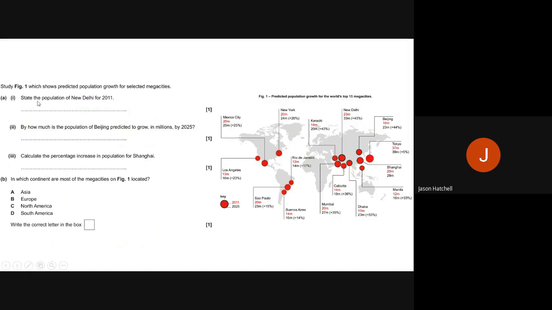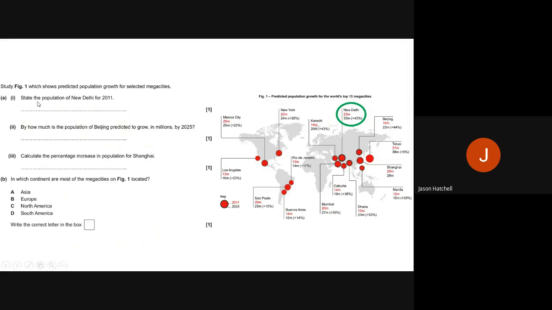The first question, state the population of New Delhi for 2011. Now, when something says state, we just have to say what it is. We don't have to explain anything. So what is the population of New Delhi for 2011? First of all, we have to find New Delhi. So I'm going to circle that for you now. So we can see New Delhi is here. And in red is today's population, as the key says, in 2011. And in black is the population and what it's expected to be in 2025.